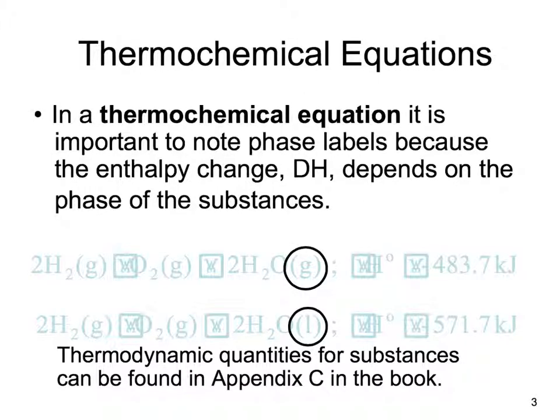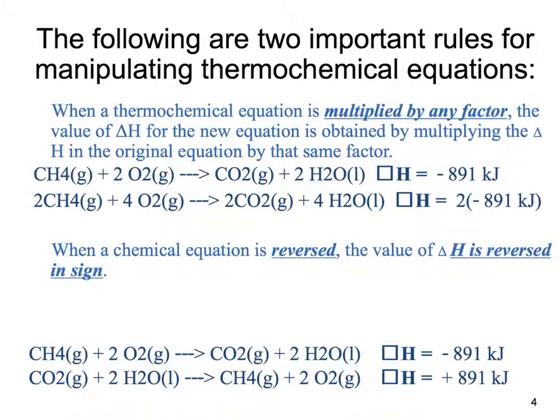Again, it's very, very important to have the phase labels on here because the delta H depends on the phase of the substances. When you look in the back of your book at Appendix C, you should make note that a lot of substances have various phases: gas, liquid, solid, aqueous. So it is important that you look up the proper phase for each substance to get the proper delta H. The delta H term then just becomes part of the equation.